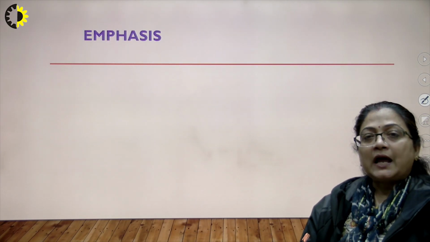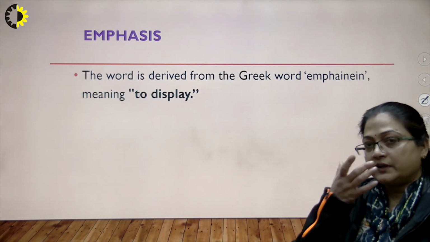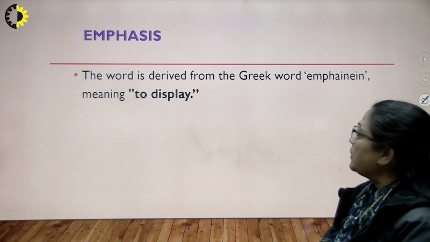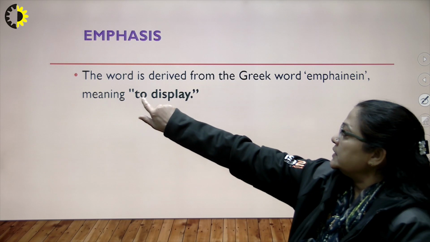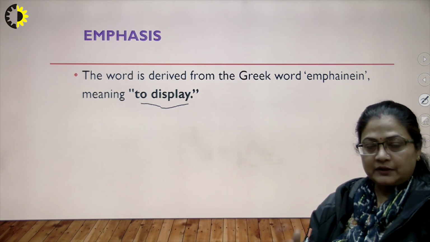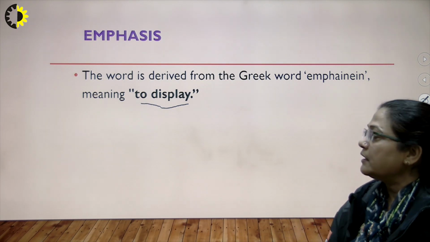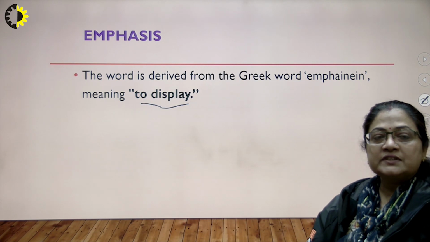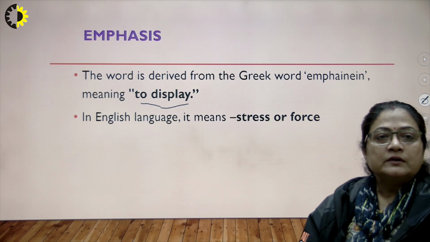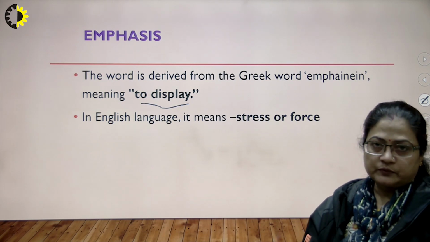Now, the third element, that is emphasis. Emphasis is a word which is derived from a Greek word, which means to display. Okay. This display means to put forth something for attention. We are deliberately showing this. That is the purpose behind using this word emphasis in English, because in English it means to put some extra stress or extra force. Okay.